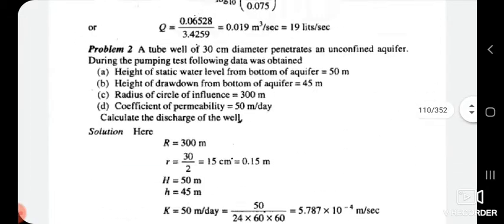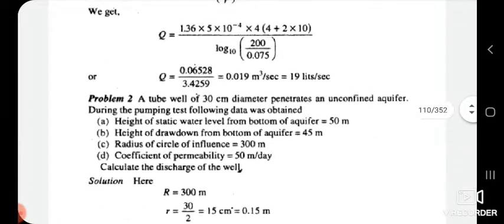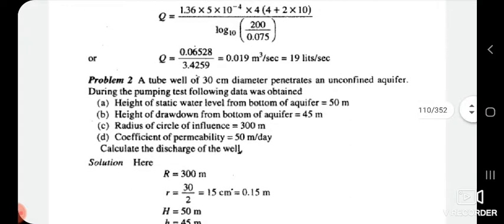Okay, so I can give you a workload here. So instead of radius of circle of influence of 300 meter, take it as 250 meter. Remaining you keep the things as such.